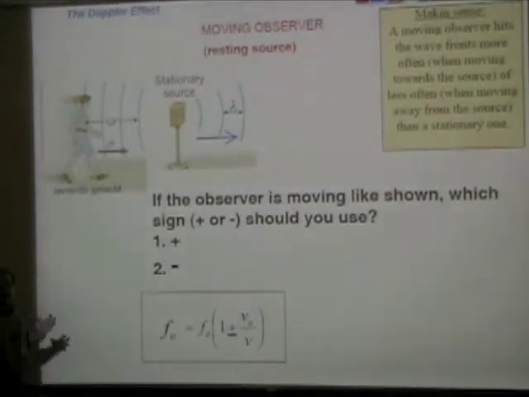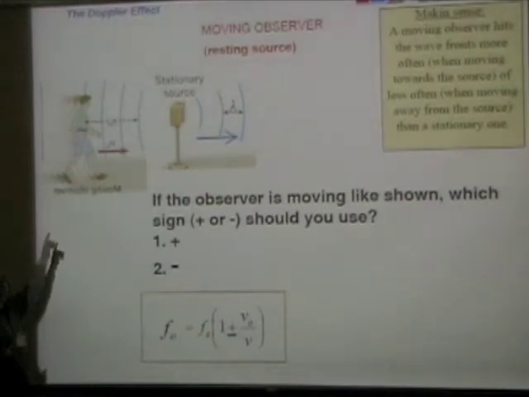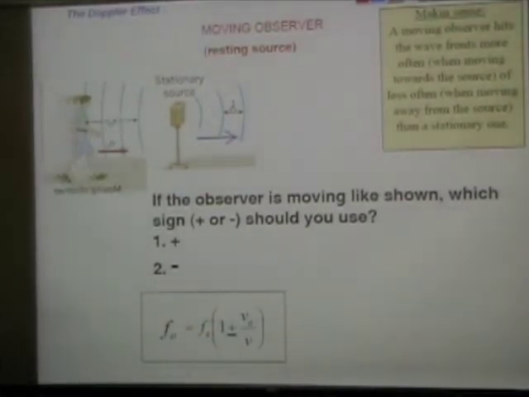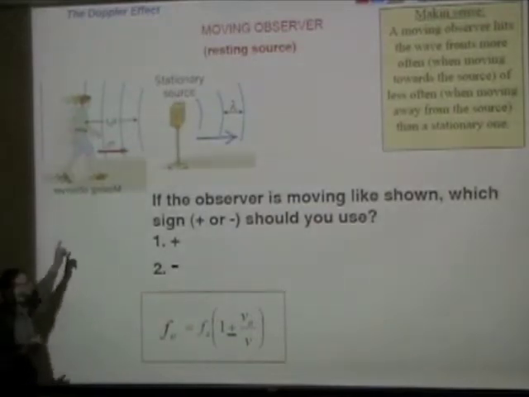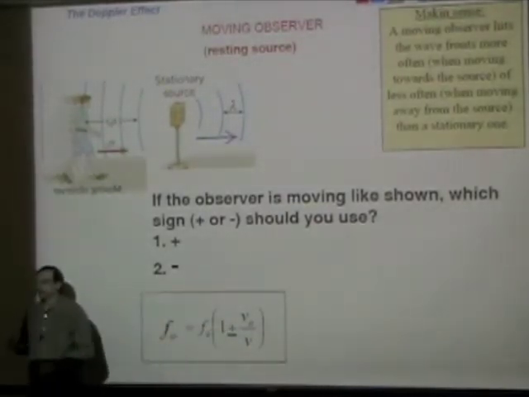What we have to realize is that the direction of the motion of the observer by itself doesn't really matter. As long as the observer walks or runs towards the source, the frequency experienced by the observer should go higher, and we're supposed to choose plus.